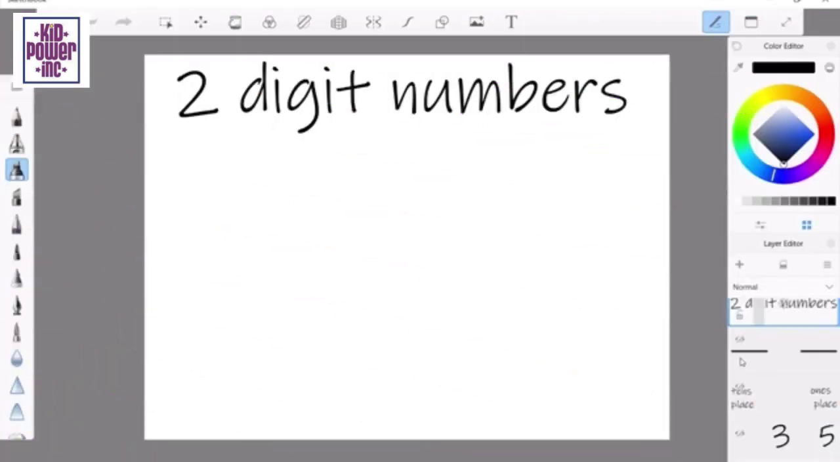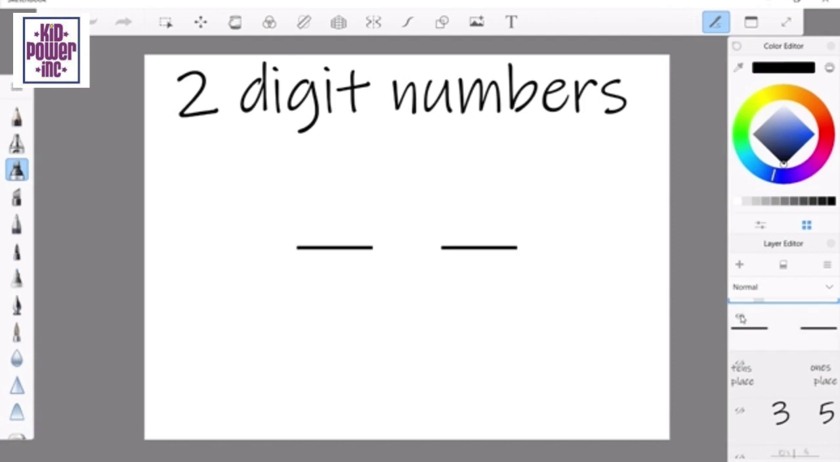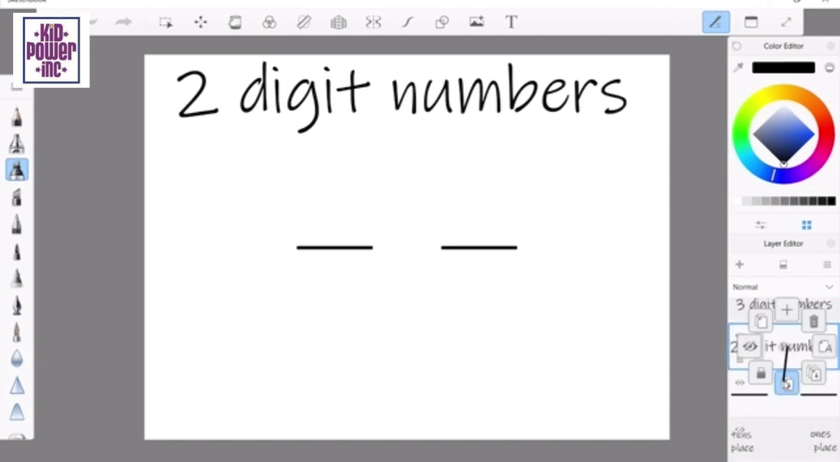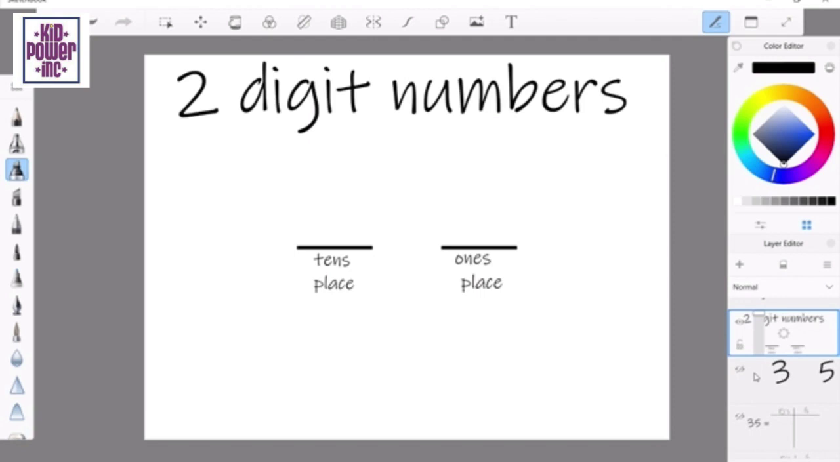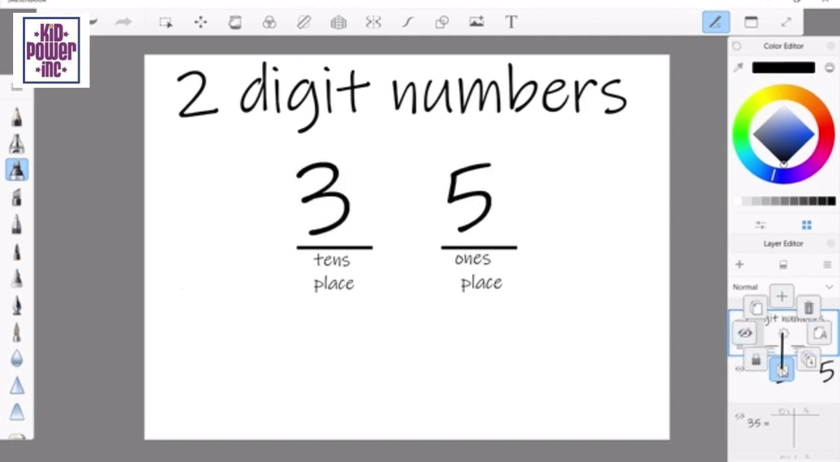So let's start smaller with two-digit numbers. Now, as you probably already know, two-digit numbers are numbers with two place values. A ones place and a tens place. Now take 35, for example. The 5 stands for 5 ones, or just 5, but the 3 actually stands for 3 tens, which is 30.